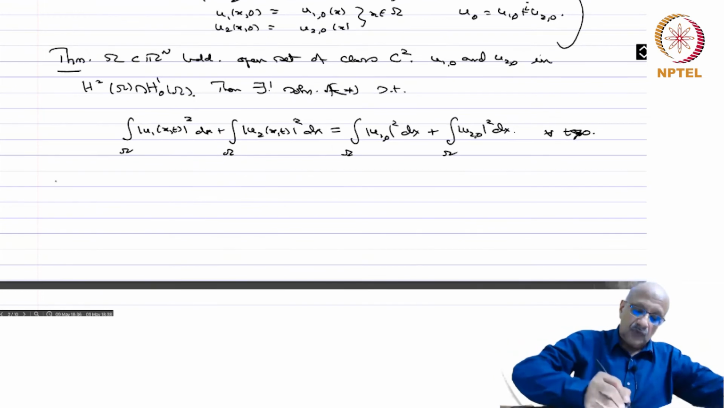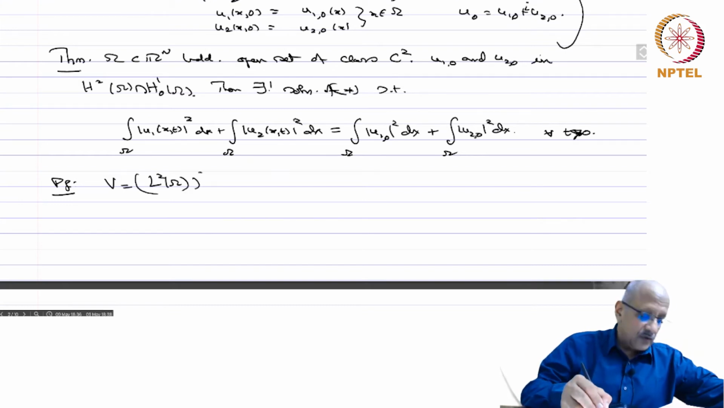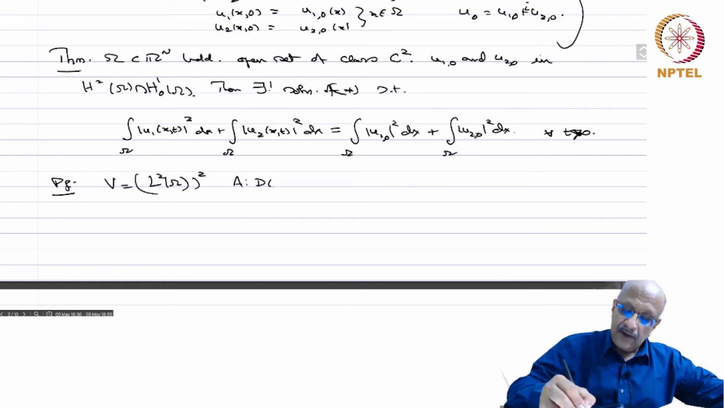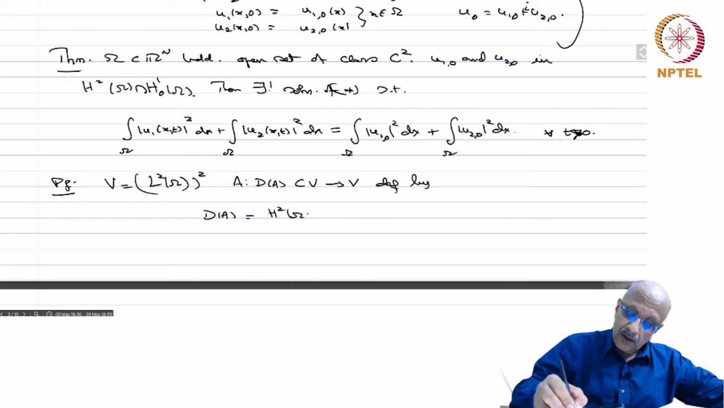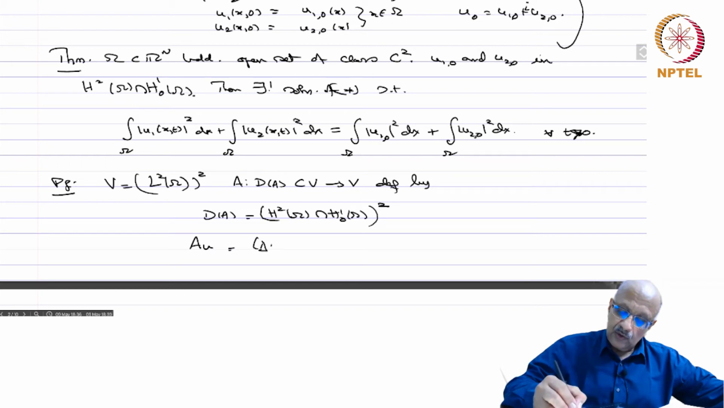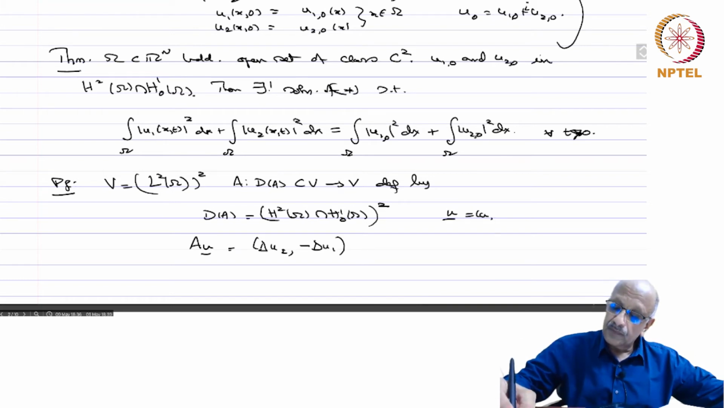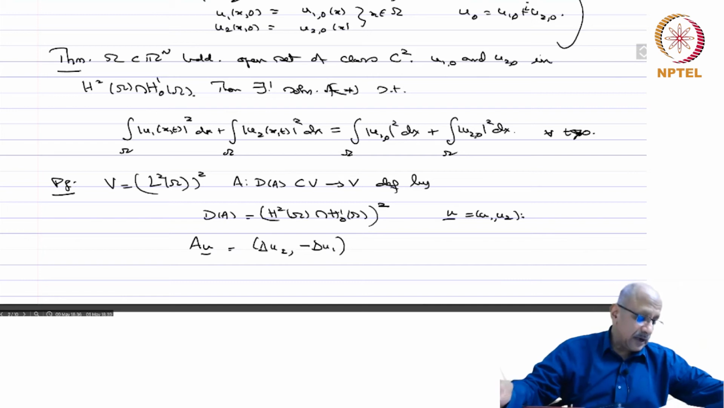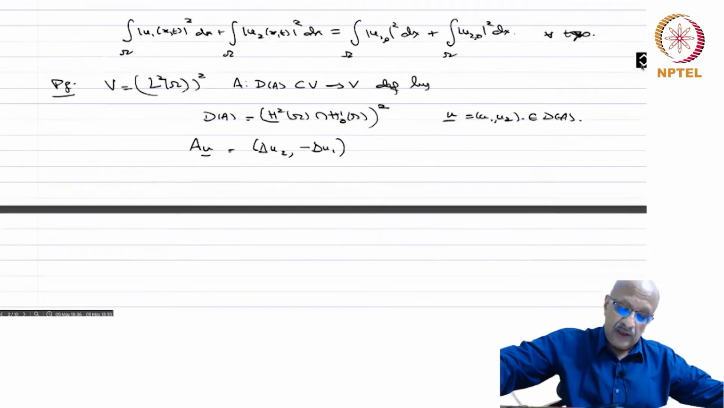Proof. We take V equal to L²(Ω)² and A, with D(A) contained in V, defined by D(A) equals (H²(Ω) intersection H¹₀(Ω))² and AU equals (Δu2, −Δu1), where U is (u1, u2). So you have Δu2, Δu1 in D(A).